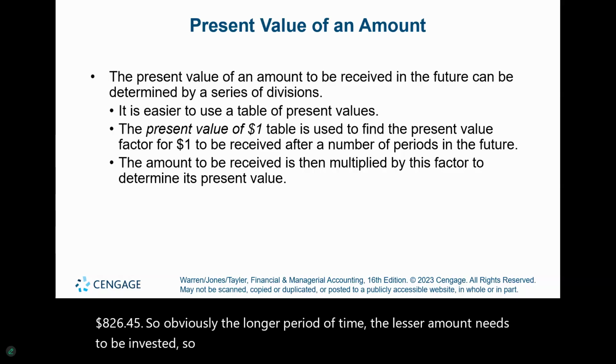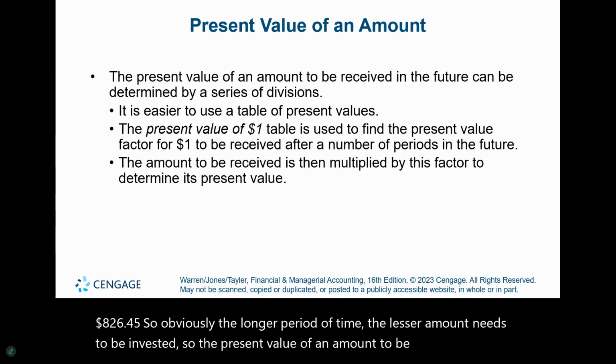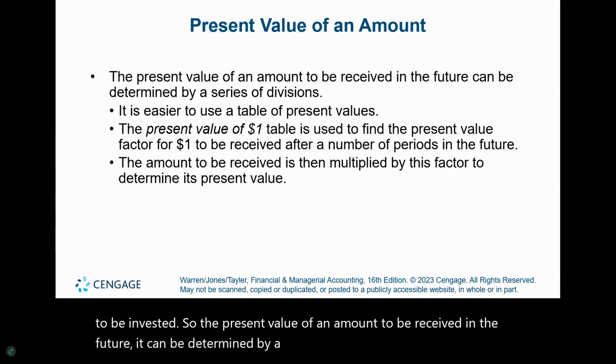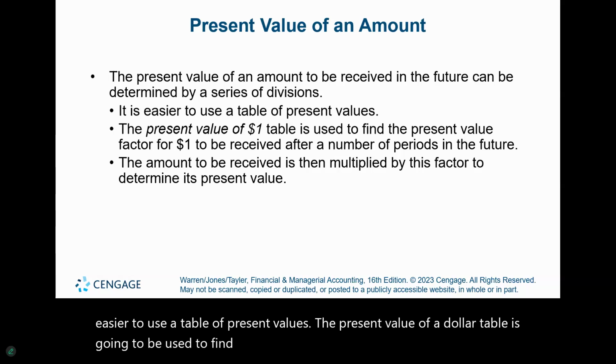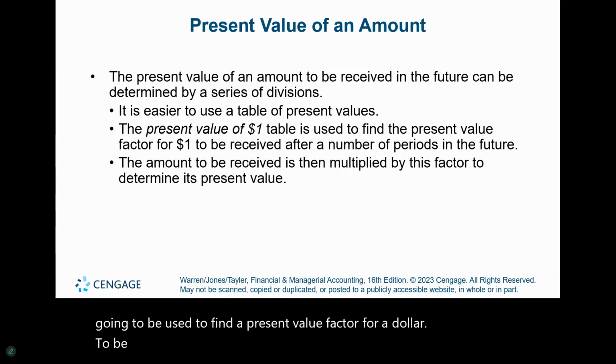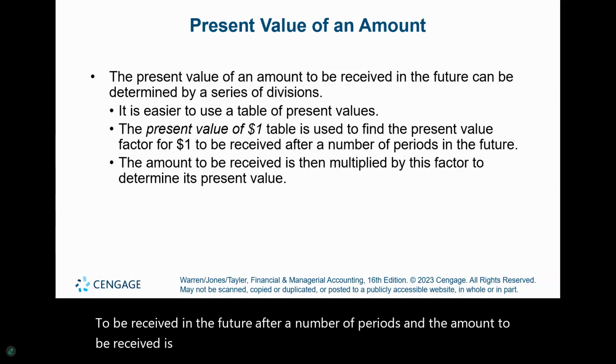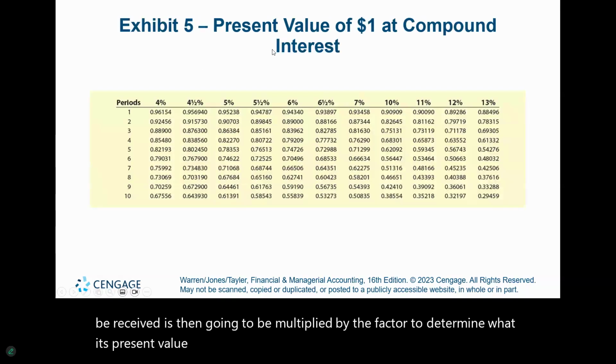So the present value of an amount to be received in the future can be determined by a series of divisions. And it's essentially easier to use a table of present values. The present value of a dollar table is used to find the present value factor for a dollar to be received in the future after a number of periods. The amount to be received is then multiplied by the factor to determine its present value.